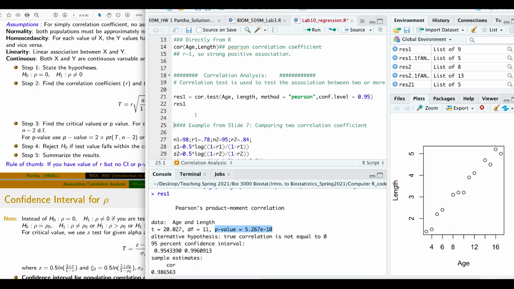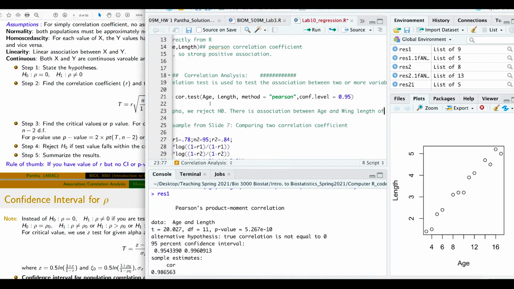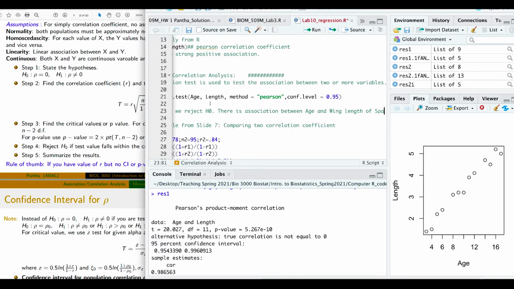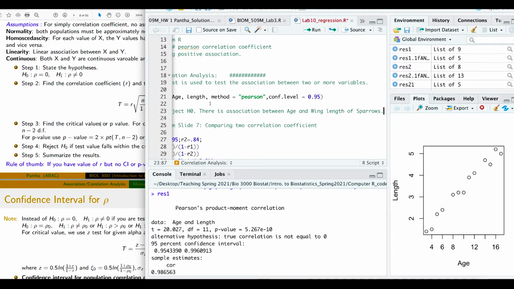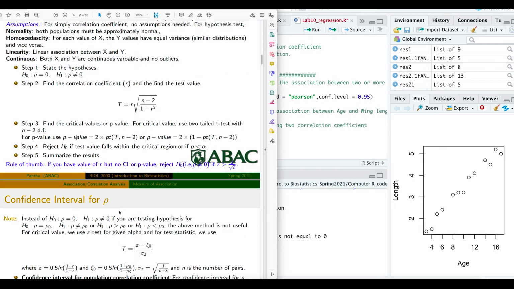So here we found that because we got the p-value less than alpha, so p is less than alpha, we reject H0. That means there is an association between age and wing length of sparrows. That's what you get. Okay, all right.